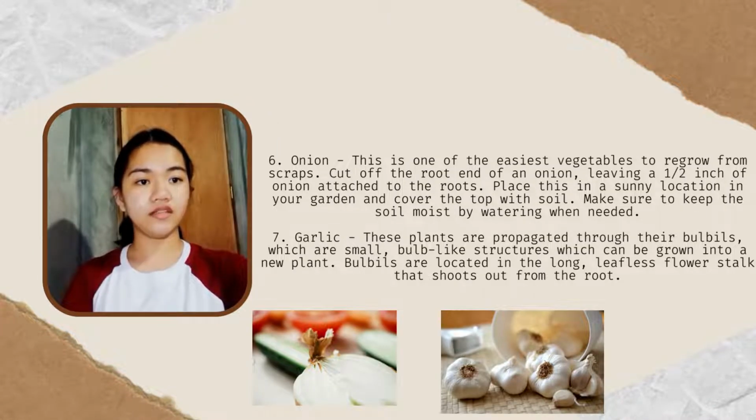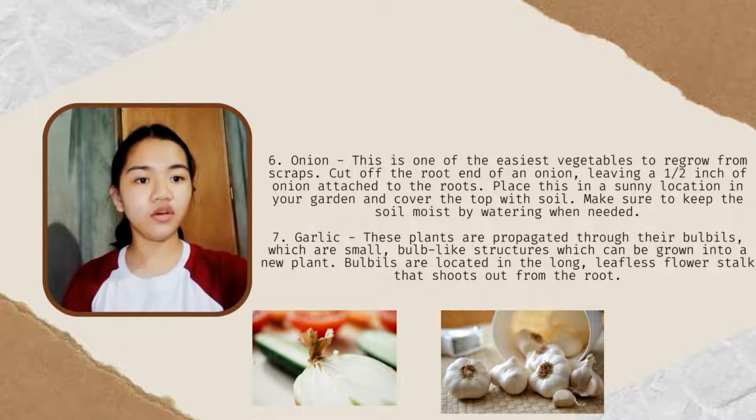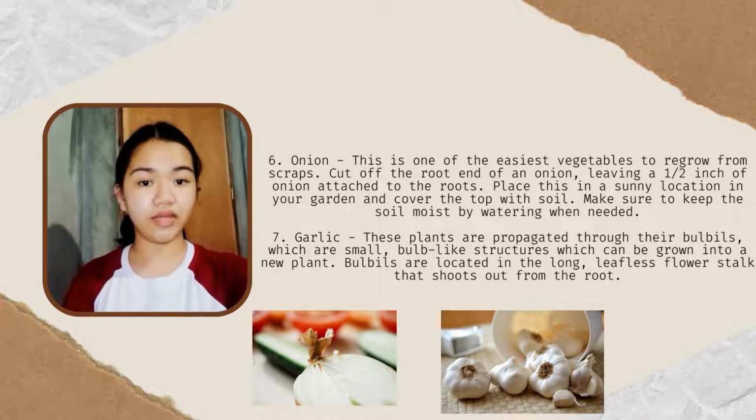Sixth, onion. This is one of the easiest vegetables to grow from scraps. Cut off the root end of an onion, leaving half an inch of onion attached to the roots. Place this in a sunny location in your garden and cover the top with soil. Make sure to keep the soil moist by watering when needed.